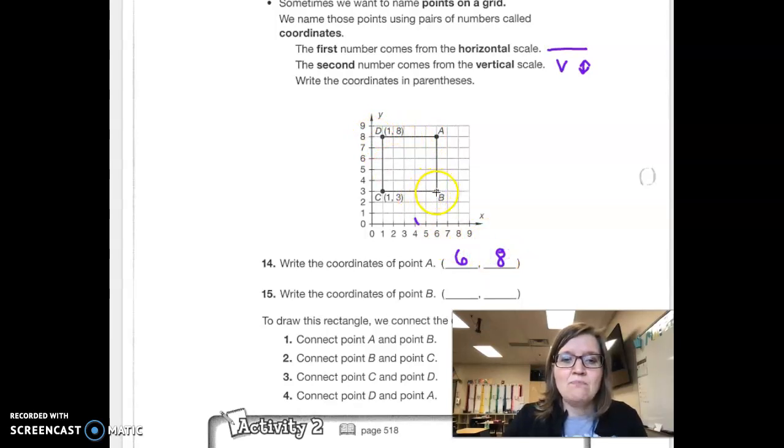Now let's look at B. First we go out this way. B's X coordinate is also 6. And our next point is we look where this is over. It's at 3. So 6 and 8 is for A, and 6 and 3 is for B.